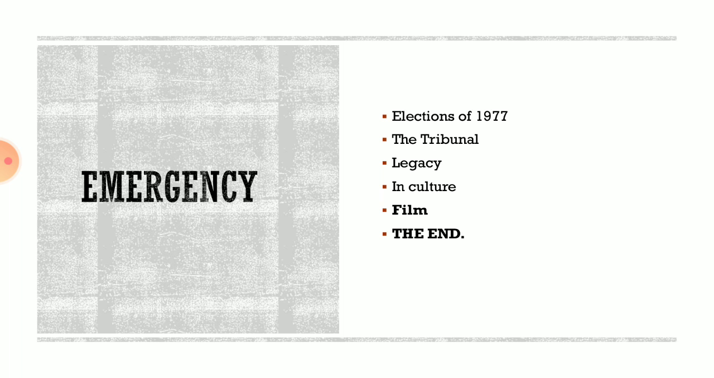Okay, then we have Sarpatta Parambarai. This one is a 2021 Tamil language sports film. So basically, we are coming close to 50 years of emergency. So basically the effects of emergency have been such that even today we can see that movies and novels have been made based upon those things.